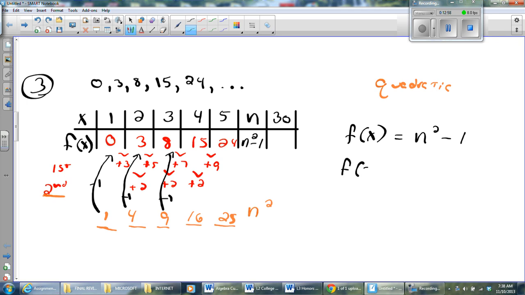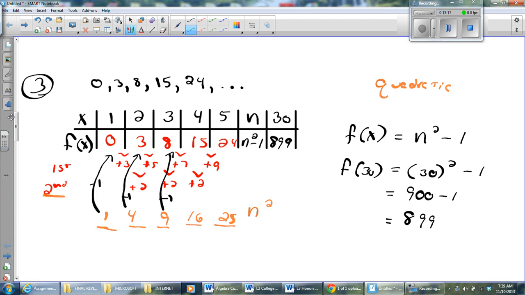So I do f of 30, which means I do 30 squared minus 1. Now make sure you use parentheses when you substitute in. I've been telling you guys that for a long time, and some of you choose to ignore me, and then you get answers wrong. 899 is your answer here.